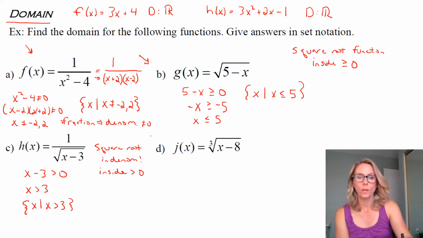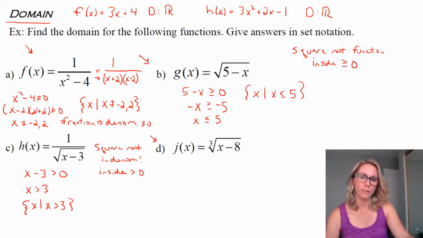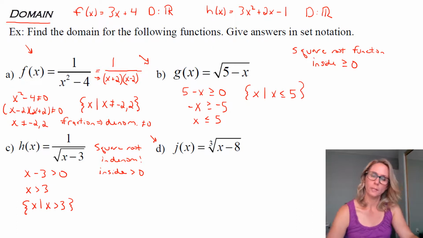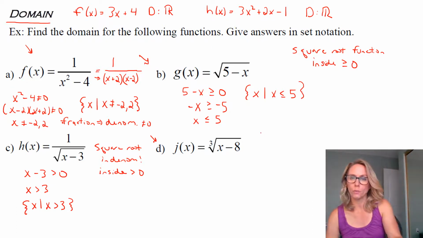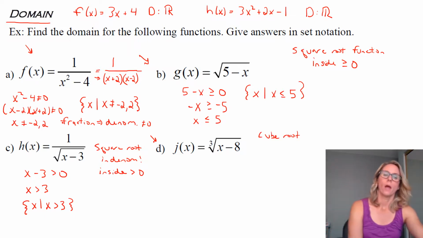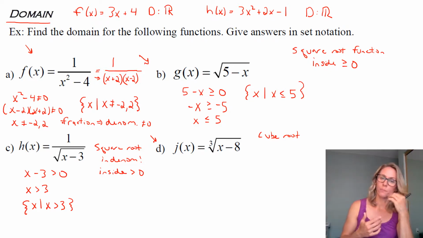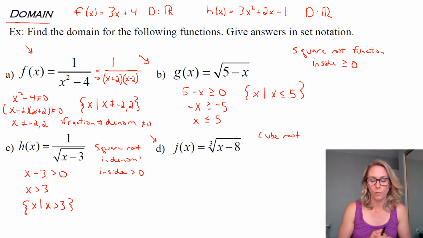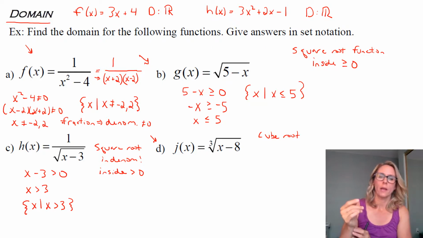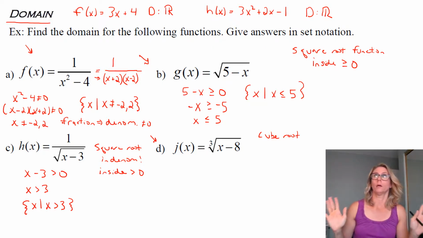And then the last one here is D, and that's j of x, exciting j of x here. And it is the cube root. So cube root mixes things up a little bit because, here's what to think about with a cube root. If I were to say, what is the cube root of -8, for example? So let's say x is 0. If I were to say, find j of 0, you'd say, oh, that's the cube root of -8.